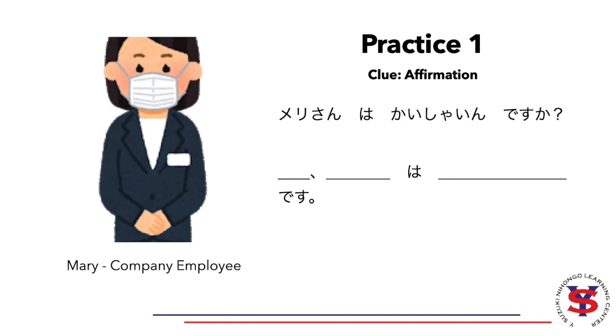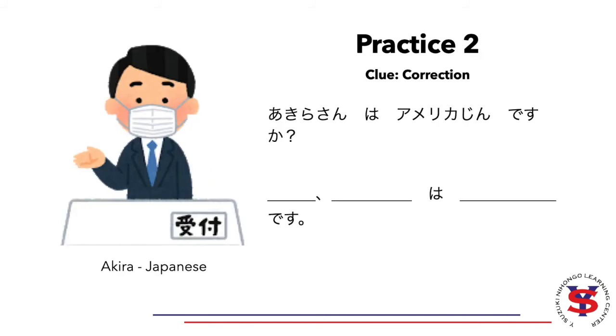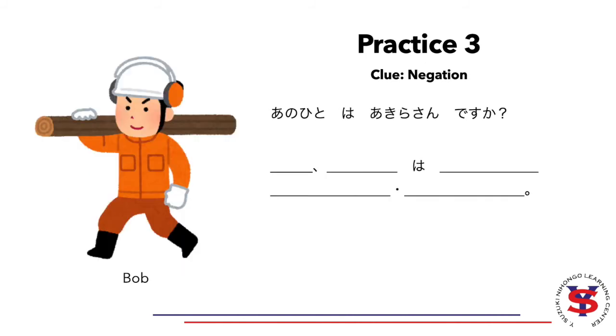Meri-san wa kaishain desu ka? Akira-san wa Amerikajin desu ka? あの人はアキラさんですか?